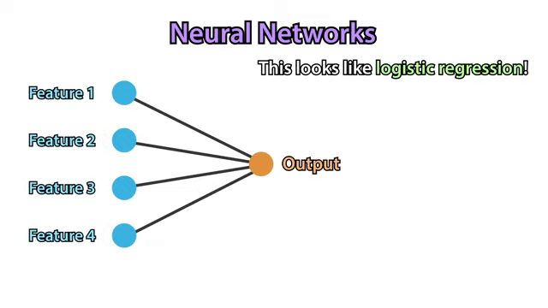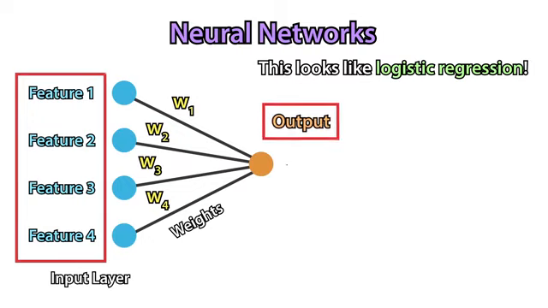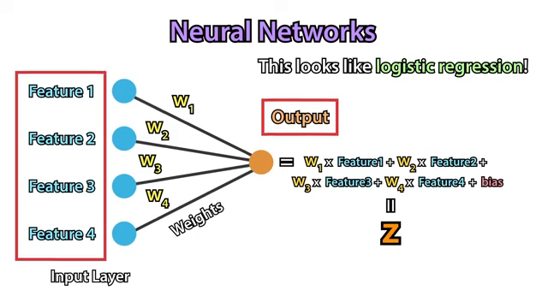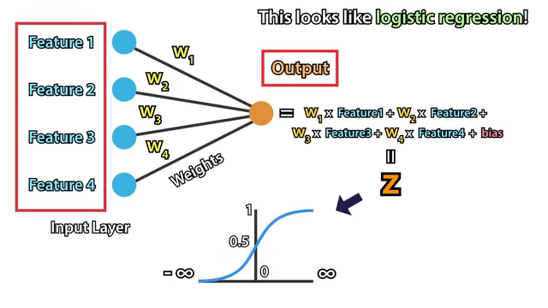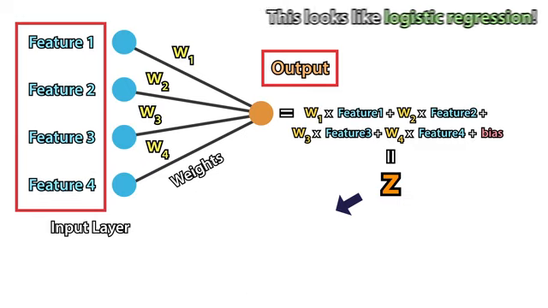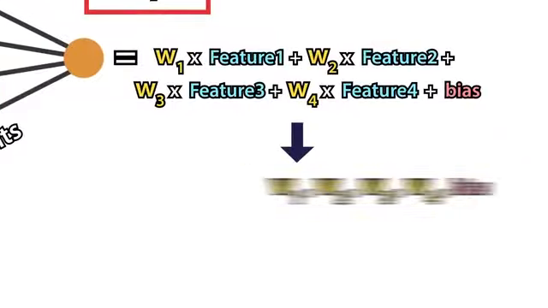You have the inputs, which are called the input layer. You have the weights, and you have the output layer, which is the linear combination of the input and the weights. Sigmoid is applied at the end, which maps the continuous domain to probabilities ranging from 0 to 1. Remove the sigmoid, and you will get linear regression. If you have 5 weights, you have 5 parameters to learn.